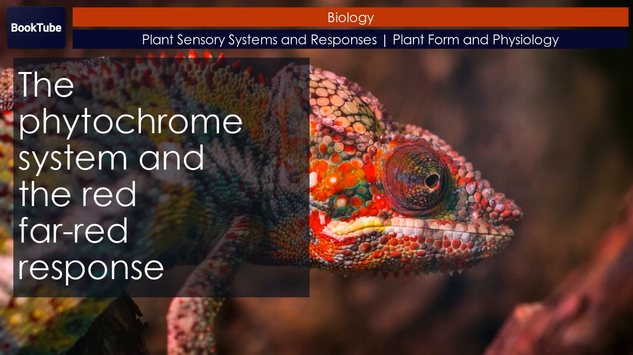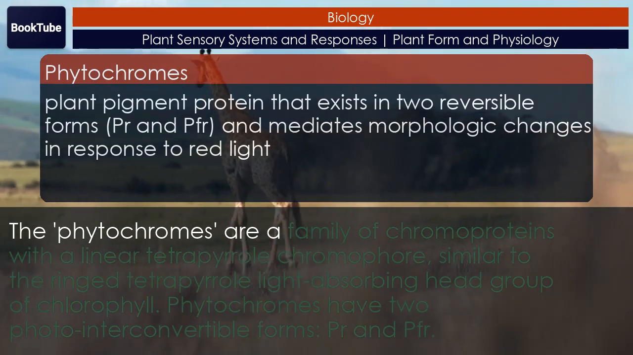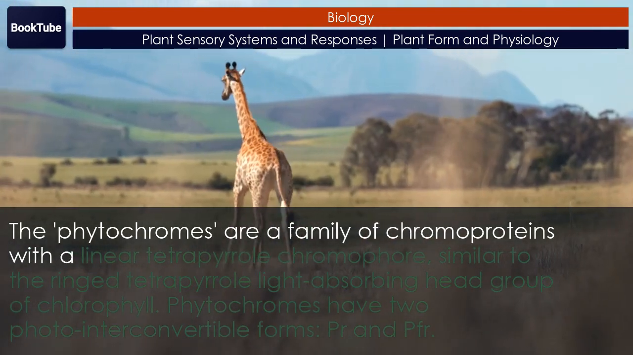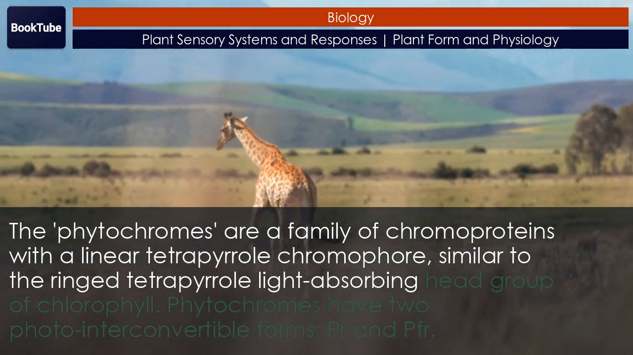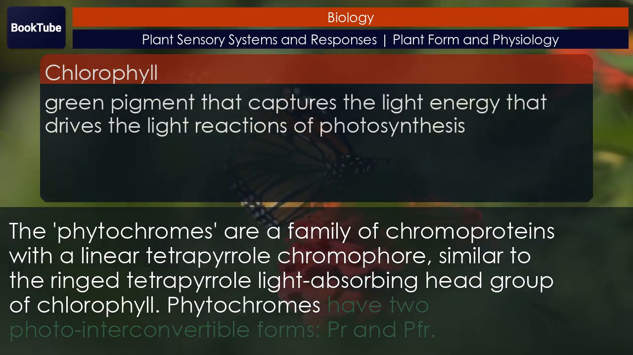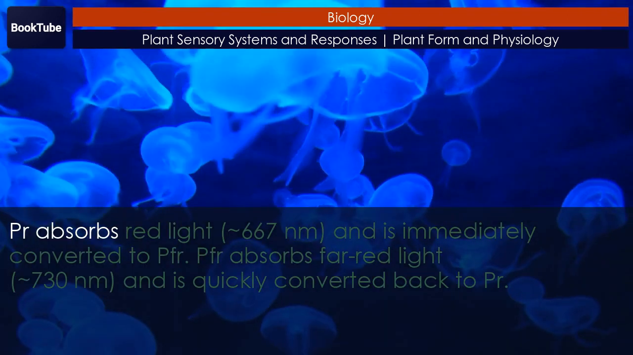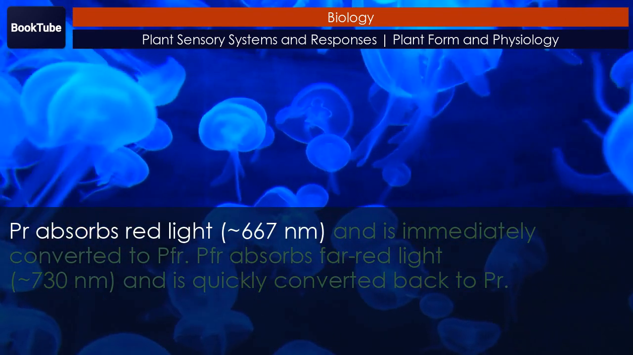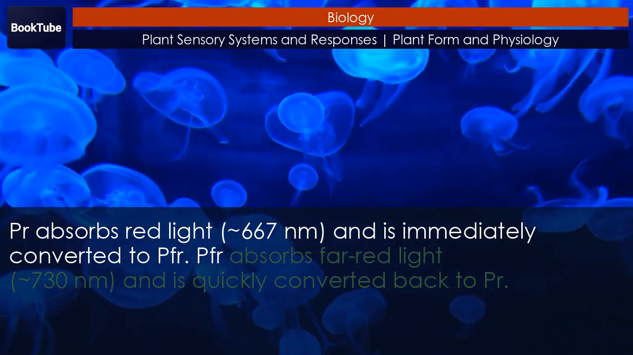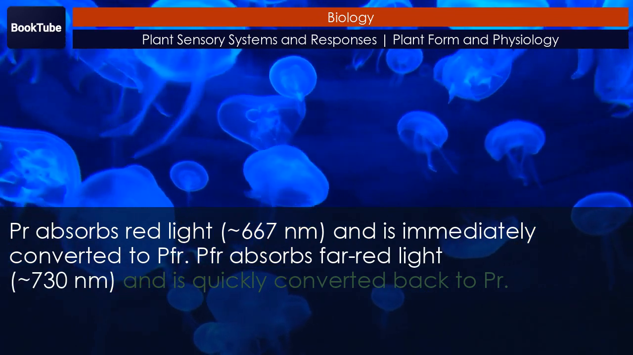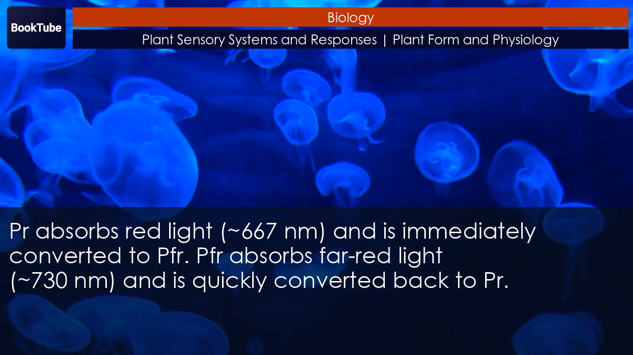The phytochrome system and the red, far red response. The phytochromes are a family of chromoproteins with a linear tetrapyrrole chromophore. Similar to the ringed tetrapyrrole light-absorbing head group of chlorophyll, phytochromes have two photo-interconvertible forms, Pr and Pfr. Pr absorbs red light, approximately 667 nanometers, and is immediately converted to Pfr. Pfr absorbs far red light, approximately 730 nanometers, and is quickly converted back to Pr.